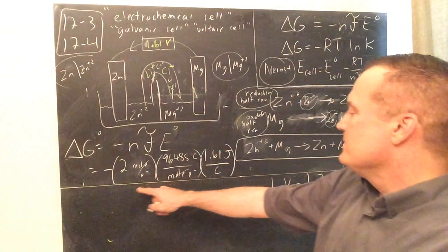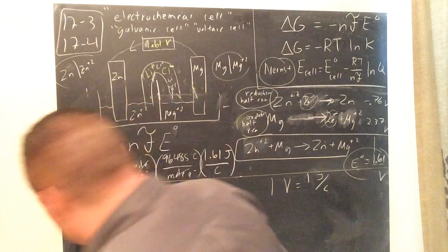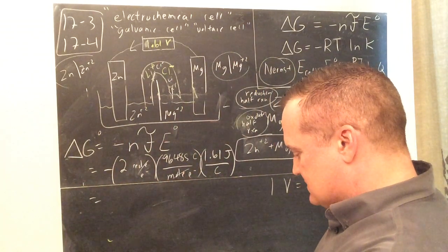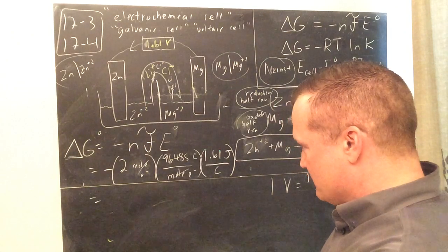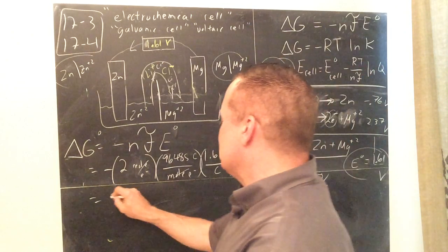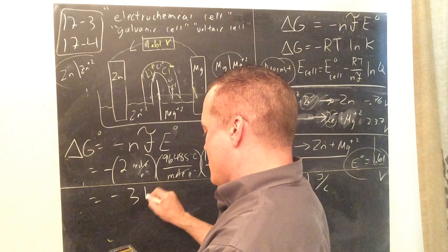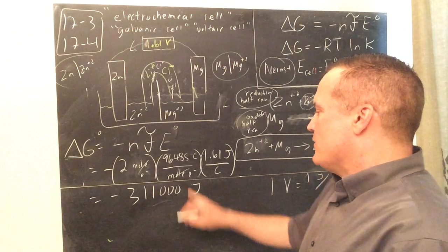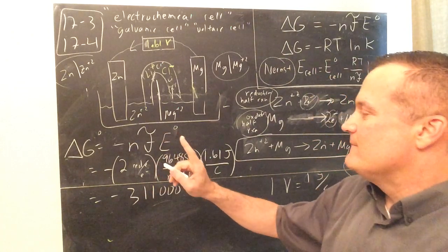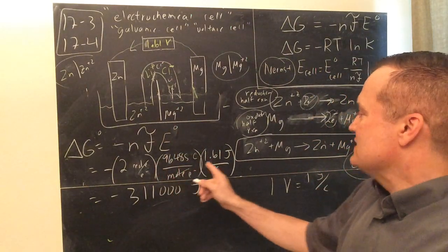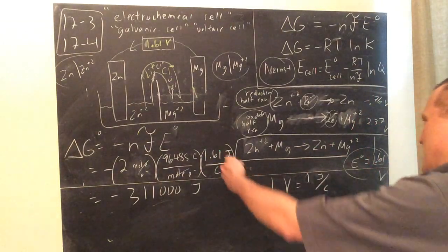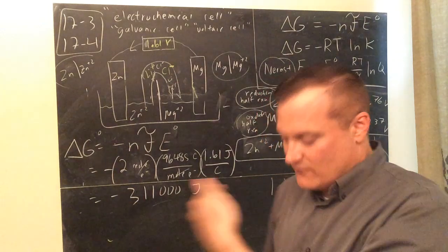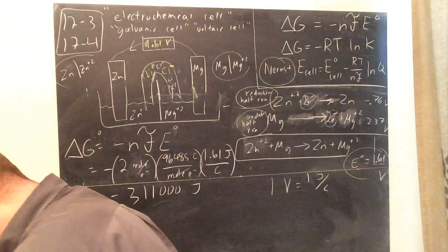But anyway, here we go. Get the answer. I'm talking too much about it. So 2 times 96,485 times 1.61. Let's do that. It's negative 311,000 joules. Watch your unit: joules. So that would tell you that this reaction would go as written forward. It would be spontaneous forward, thermodynamically favorable forward.